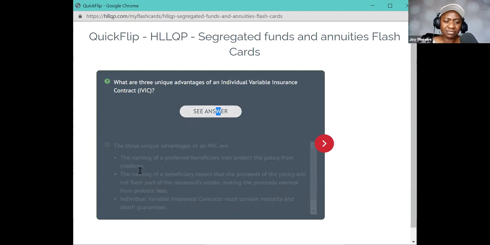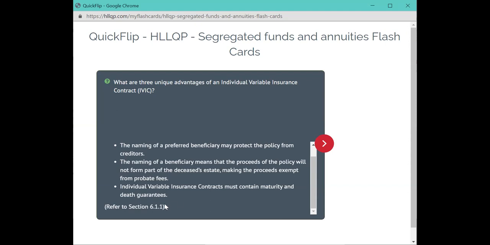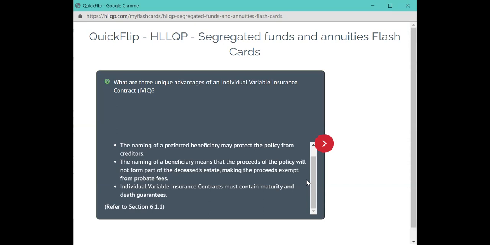The naming of a preferred beneficiary allows it to have creditor protection, bypass probate, and then the maturity and death benefit guarantee. Oh, sorry. Hold on, please. Let me read it. And death guarantee.